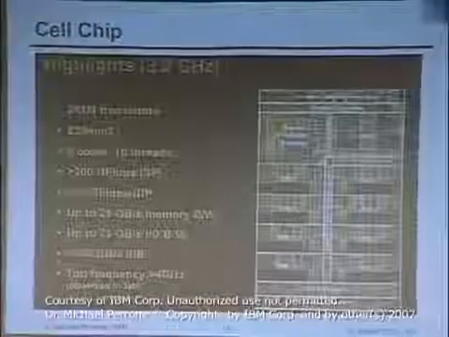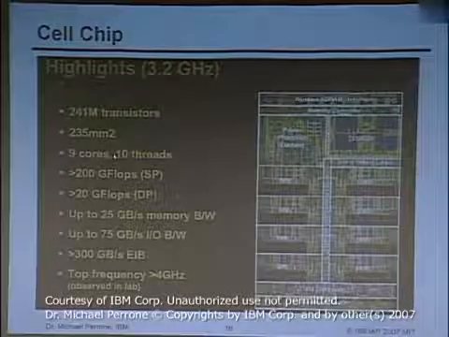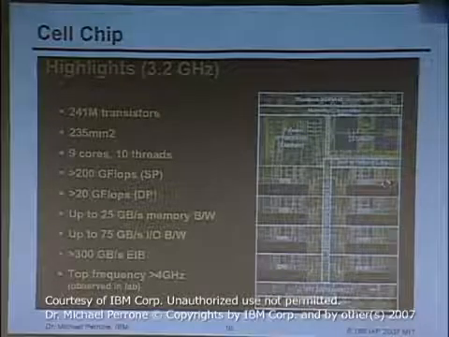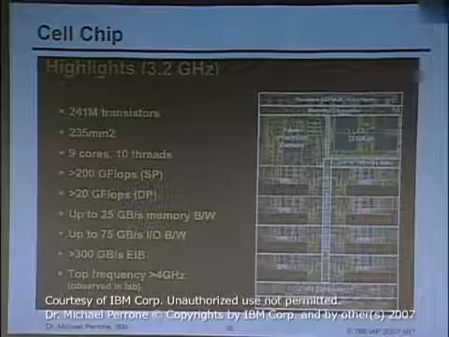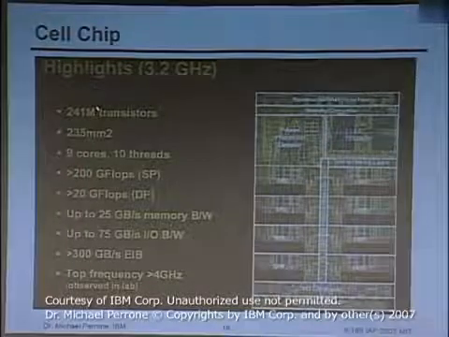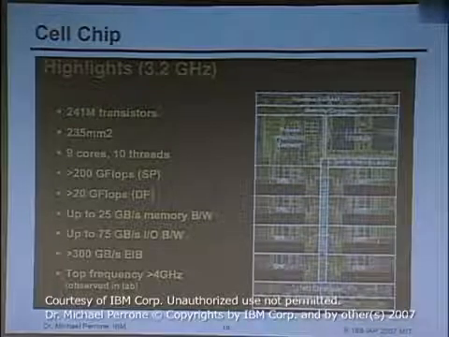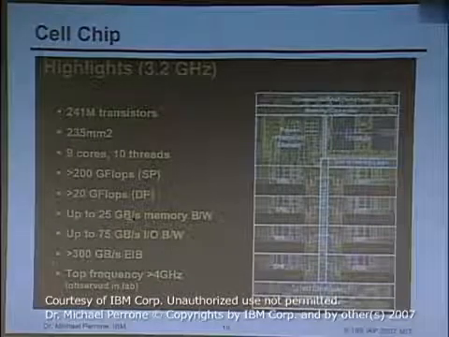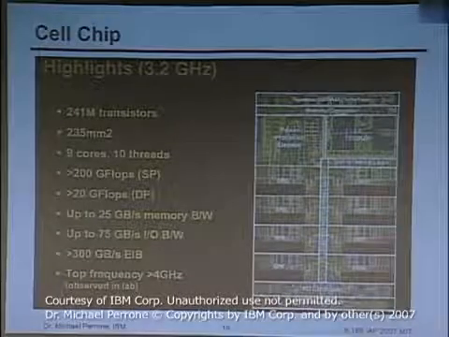Here's another picture of the chip. It has lots of transistors. This is the size. We talked about the 9 cores. It has 10 threads because this power processor, the PPE, has 2 threads. Each of these are single-threaded. And this is the wow factor. We have over 200 gigaflops of single precision performance on these chips. And over 20 gigaflops of double precision, and that will be going up to 100 gigaflops by the end of this year. The bandwidth to main memory is 25 gigabytes per second, and up to 75 gigabytes per second of I/O bandwidth.